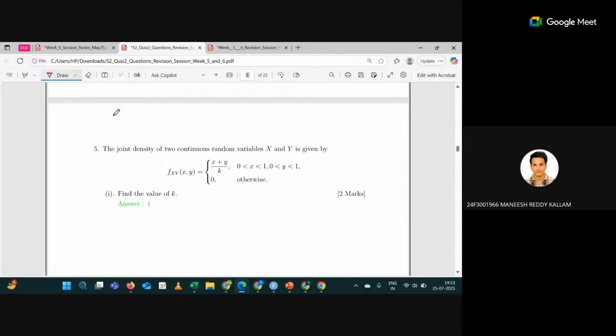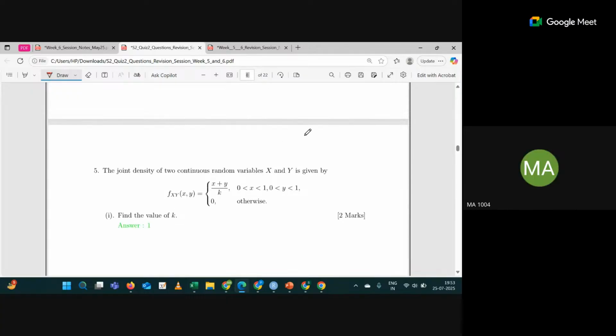We have to integrate over the whole limits, 0 to 1 and 0 to 1, and this whole integration will equal 1, the total area. Using this, you have to calculate the value of k. Just calculate and let me know whether you are getting 1 or not. Because these kinds of questions are important, you should know the concepts. Find the value of constant k.